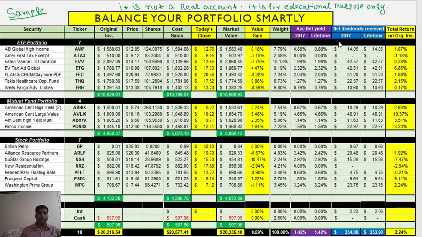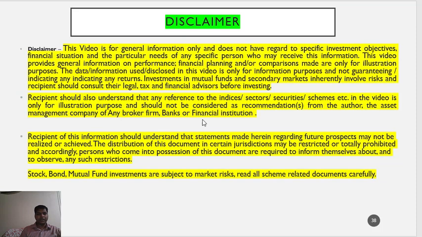This is a simple portfolio. This is not a real account. It is for educational purposes only. This is what a portfolio looks like, and how you can check your portfolio for regular returns. And this is the disclaimer, the last.